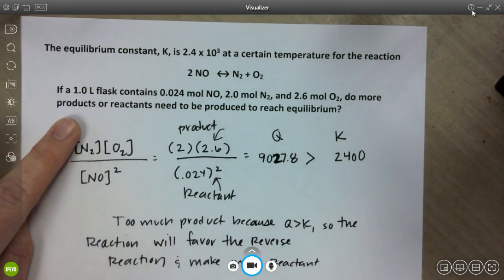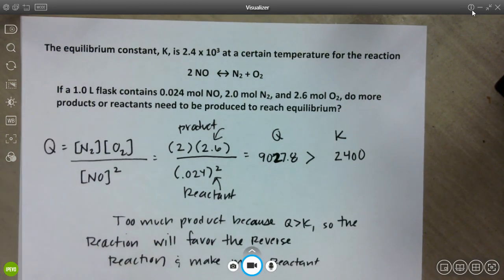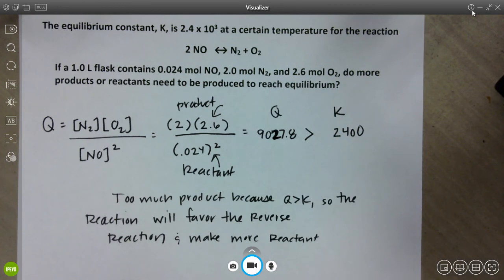Okay, so it says, do more products or reactants need to be produced? I kind of explained that here. I've got too much product, so the reaction will favor the reverse reaction and make more reactant. So what I've done here is talk about what's actually going to happen and then the explanation for that. If there's strictly a question about reaction quotient, then I think it's pretty easy to figure out what's going to happen. The bigger issue is that we're probably going to apply this to something called Le Chatelier's principle, which deals with something that's at equilibrium and then we disturb it.